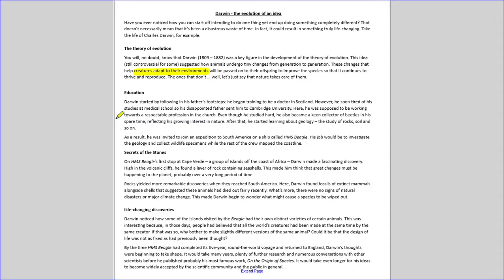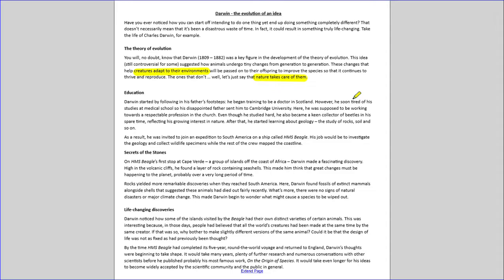So I'm going to go back and read the whole sentence. These changes that help creatures adapt to their environments will be passed on to their offspring to improve the species so it continues to thrive and reproduce. That tells me what happens if they do adapt, but not if they don't adapt. The ones that don't, well, let's just say that nature takes care of them. Now, the text there hasn't really been very specific about what that means.